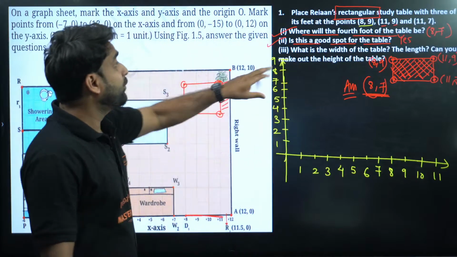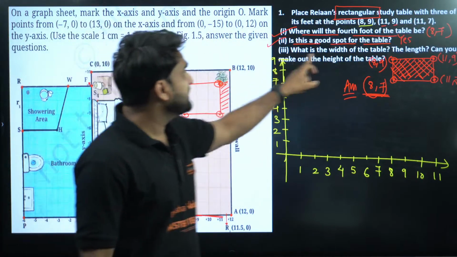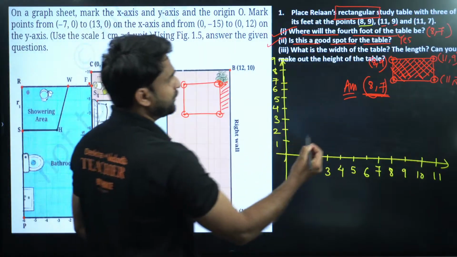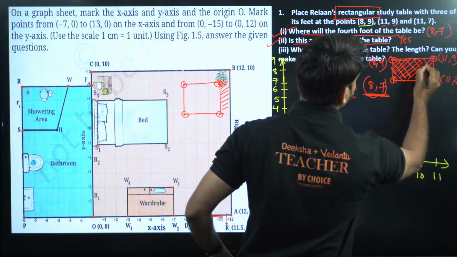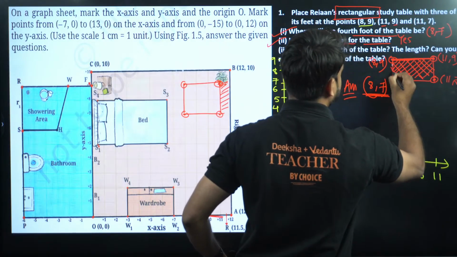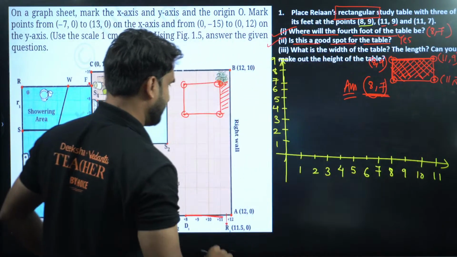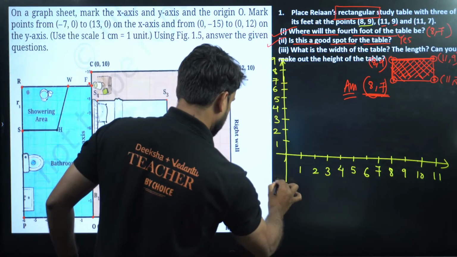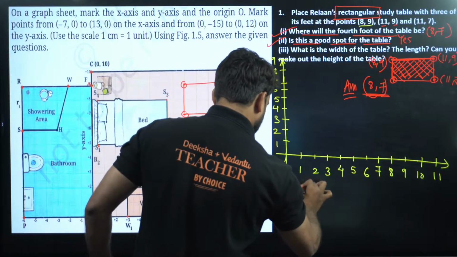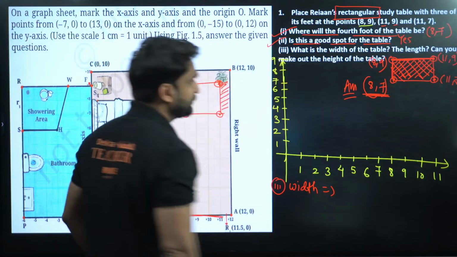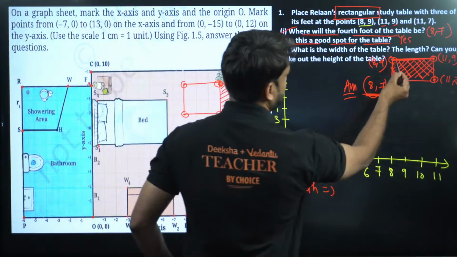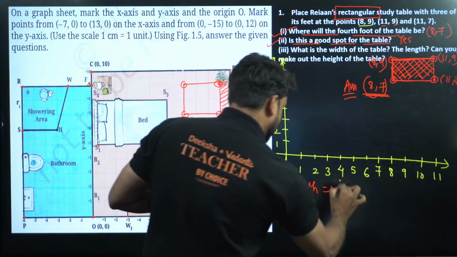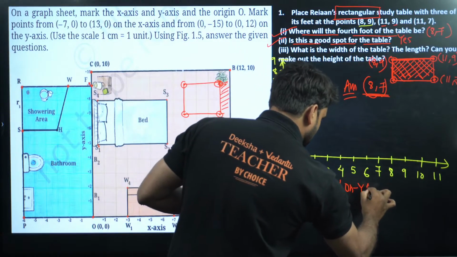Moving to next, what is the width of the table? What is the width of the table and the length? So this is the length, and this is the width. Width we can find out. So third question I'm writing here, answer. If I talk about the width of the table, width is basically this, and this is length. So width is on the y-axis.